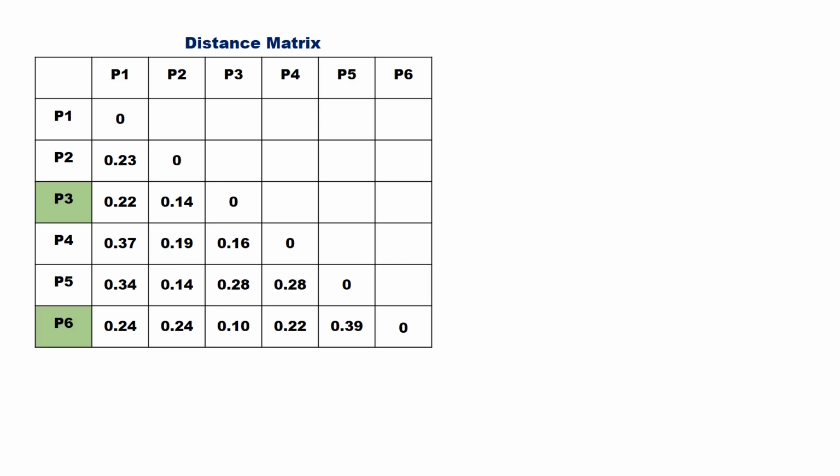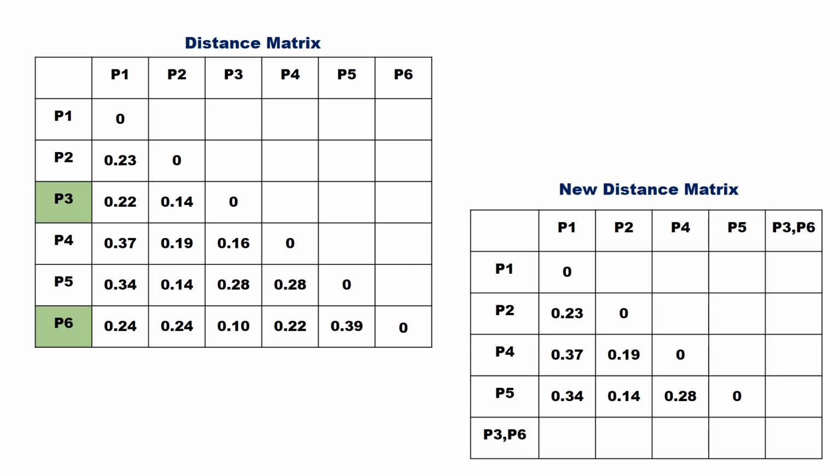Now, we need to recalculate the distance matrix. To obtain the new distance matrix, remove the entries of P3 and P6 and replace them with a new entry P3, P6. Compute the distance between the cluster P3, P6 and all other points. Since we are using complete linkage clustering, the distance between the cluster P3, P6 and every other point is the maximum of the distance between the point and P3 and the point and P6.